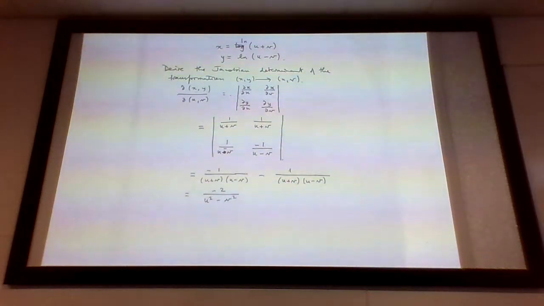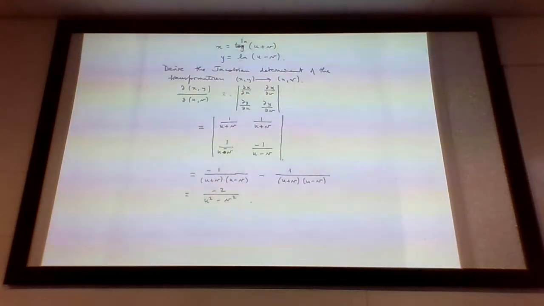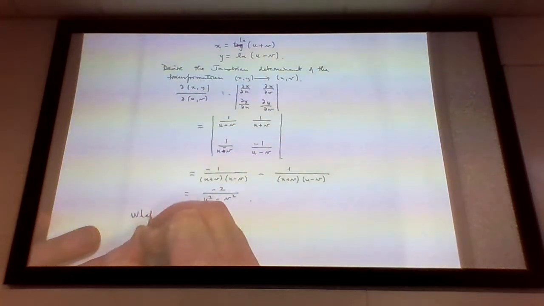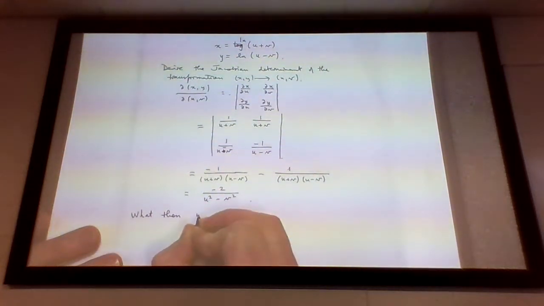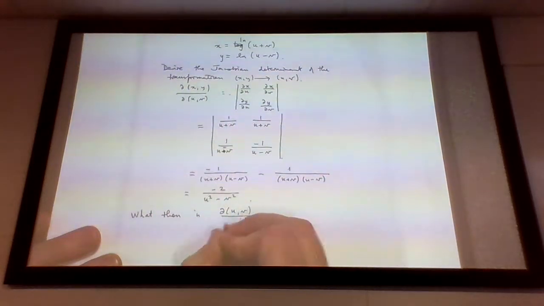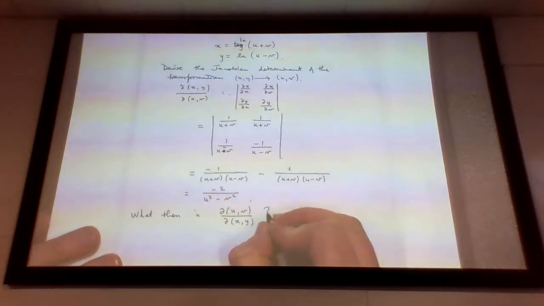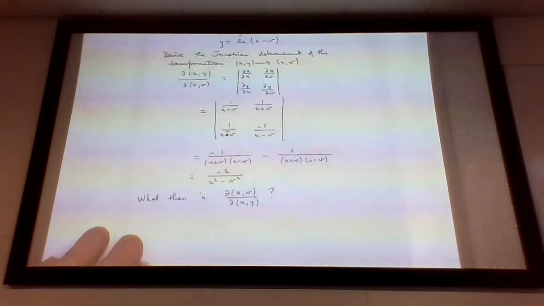So that would be the solution to that bit. And then there's a little follow-up question. It says, what then is ∂(u,v)/∂(x,y)? Question mark.